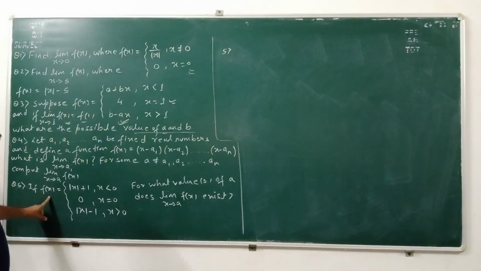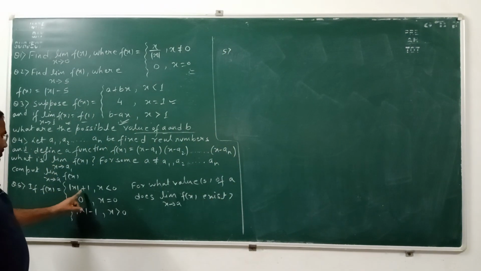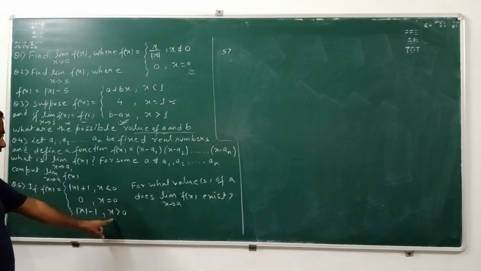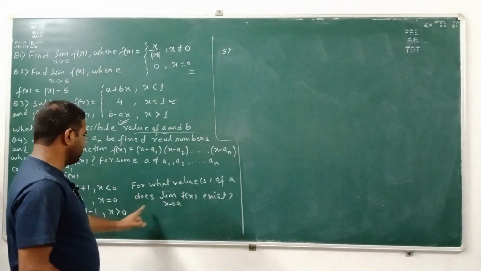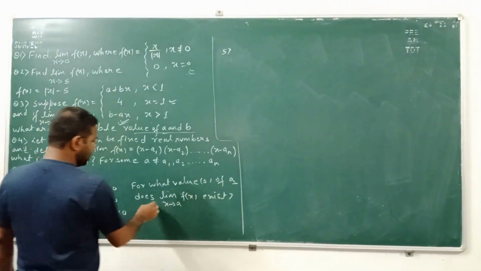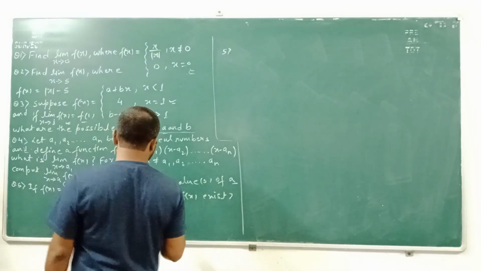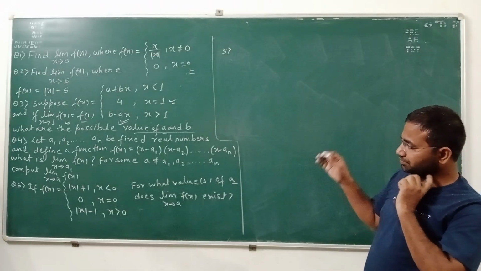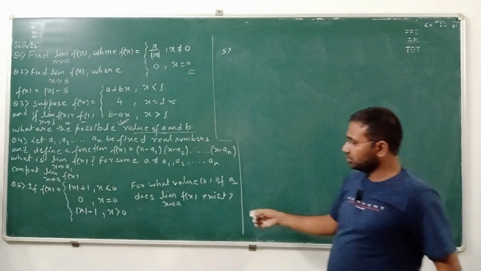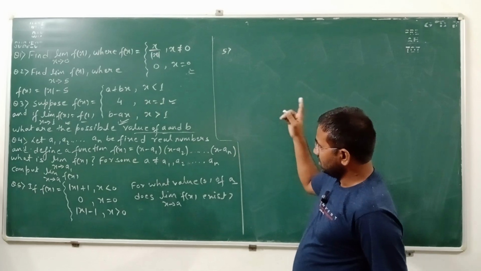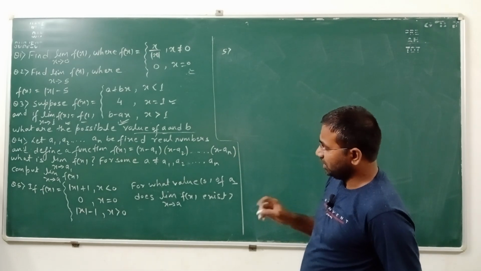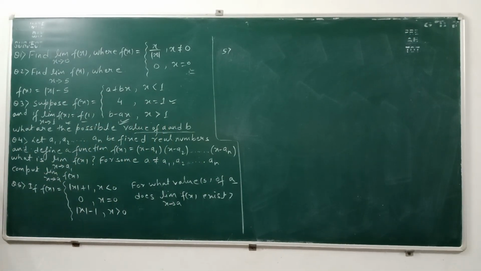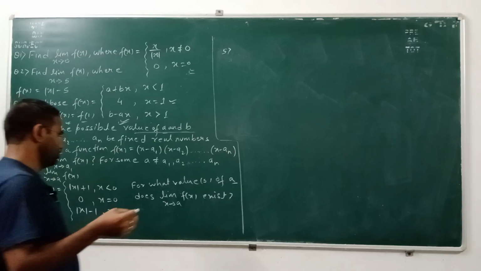Question number 5 is saying that f(x) is defined as mod of x plus 1 for x less than 0, equal to 0 at x equal to 0, and mod of x minus 1 for x greater than 0. Now for what values of a does the limit as x tends to a of f(x) exist? So here there will be three cases: a equal to 0, a less than 0, and a greater than 0. We will find it like this.